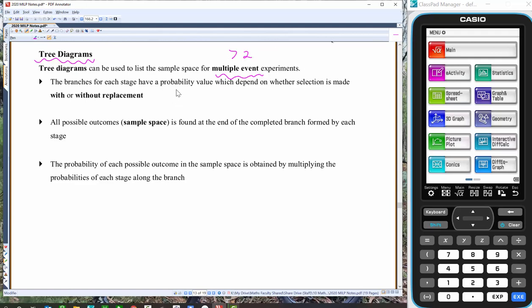The branches for each stage have a probability value which depends on whether a selection is made with or without replacement. We'll go into that later. All possible outcomes in the sample space are found at the end of a completed branch by putting together the letters for that event. The probability of each possible outcome in the sample space is obtained by multiplying those probabilities together.